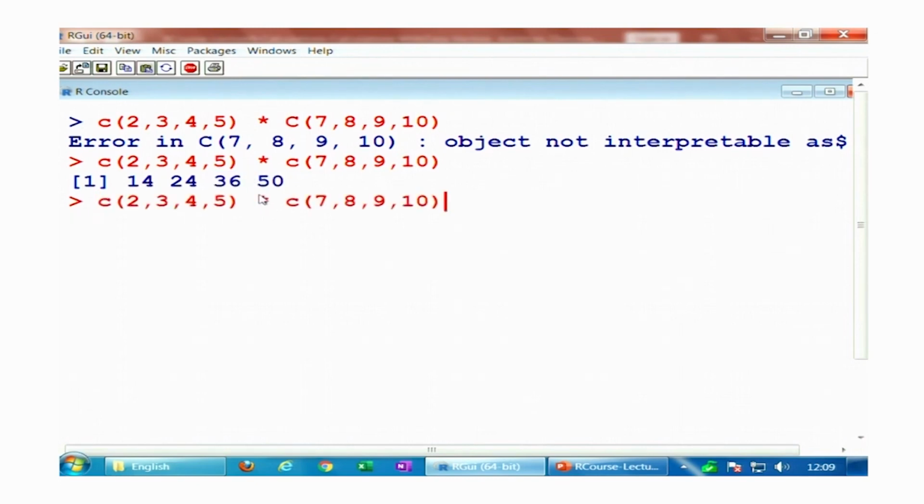Now, in case I try to make the length of the second data vector to be of only 2, such that it is the exact multiple of the length of the longer data vector.